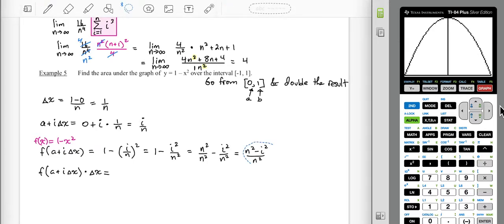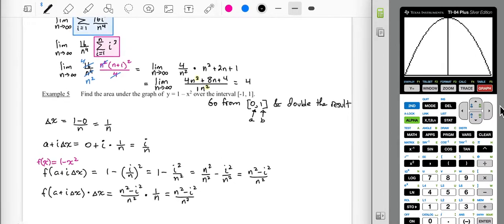So we're taking this expression and multiplying it by this expression. And that's going to give us really this, but with a power of 3 on the bottom instead of power of 2. So that's good. Not too bad. So now I have to apply my summation stuff to that.